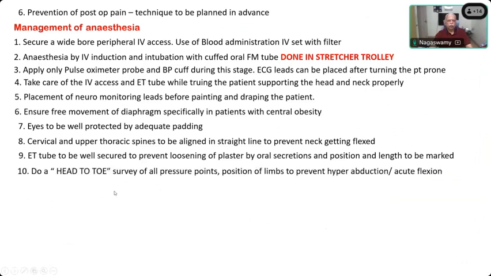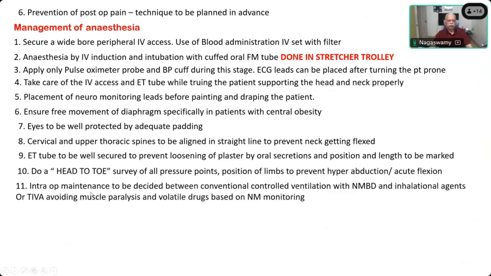And do a head-to-toe survey for all pressure points and position of limbs to prevent hyperabduction or acute flexion. And intraoperative maintenance is to be decided between conventional controlled ventilation with neuromuscular blocking drugs and inhalational agents, or TIVA avoiding muscle paralysis and volatiles, based on whether you are going to do neuromuscular monitoring or not. That will decide the intraoperative maintenance technique.